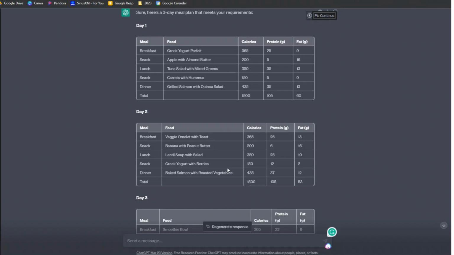ChatGPT, artificial intelligence, should be used for inspiration. You always want to make sure that you're double checking accuracy for things, making sure that grilled salmon with quinoa salad could very easily be more than 435 calories based on your portion. So you want to make sure that you're verifying all of these things for accuracy. But this is a great way to get some different ideas for healthy meals when you are trying to eat healthier, but you kind of get sick of making the same things over and over again.